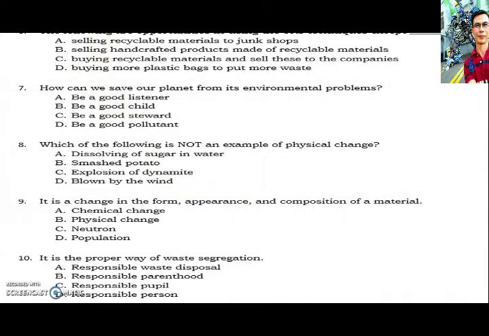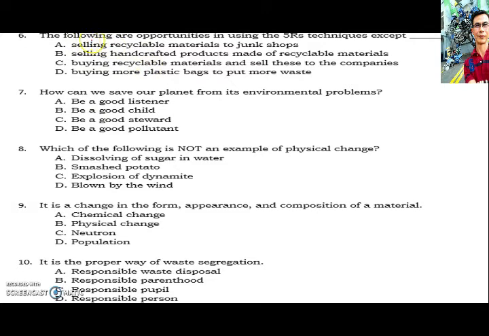So the next number is, the following are the opportunities in using the 5 R's technique except. What is except? Except means maliban. So remember the word except. Many make mistakes because of the word except. And number 7, how can we save our planet from its environmental problems? Okay, so waste is a big environmental problem, not only environmental but also to our health.